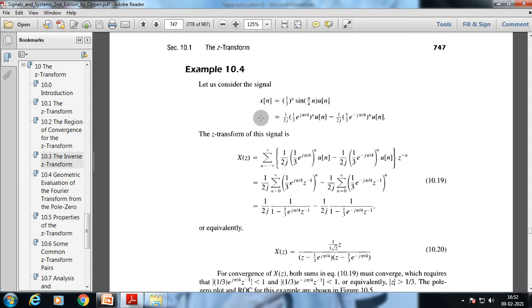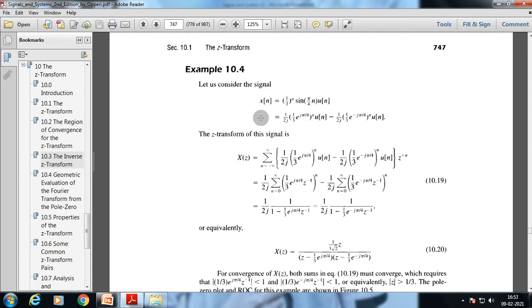The z transform of this signal is X(z), the summation of n from minus infinity to plus infinity of (1/2j)(1/3 e^{jπ/4})^n u[n] minus (1/2j)(1/3 e^{-jπ/4})^n u[n], times z to the minus n. This equals (1/2j) times the summation of n from 0 to infinity of (1/3 e^{jπ/4} z^{-1})^n minus (1/2j) times the summation of n from 0 to infinity of (1/3 e^{-jπ/4} z^{-1})^n.